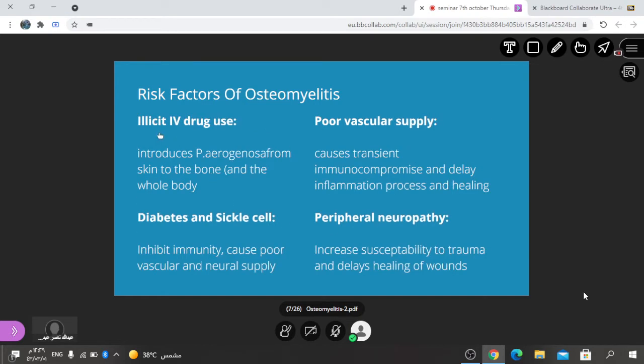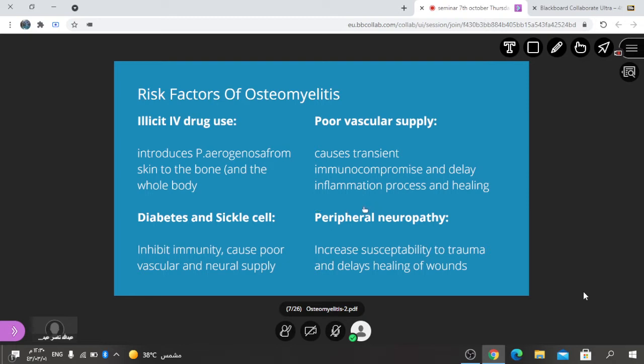When we talk about illicit IV drug use, it introduces mostly Pseudomonas aeruginosa from the skin to the bone and to the whole body, actually. We can see also Staph epi in arthroplastic patients or patients with artificial joints. Diabetes and sickle cell disease both inhibit immunity and cause poor vascular supply and neurosupply, which decrease further immunity. Poor vascular supply itself causes transient immunocompromise and delays the inflammation process and healing, which will promote infection of the bone.